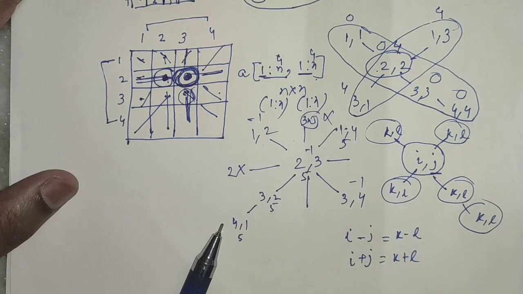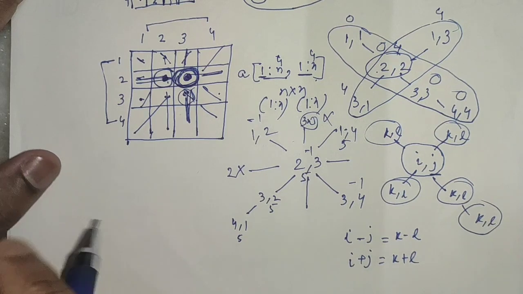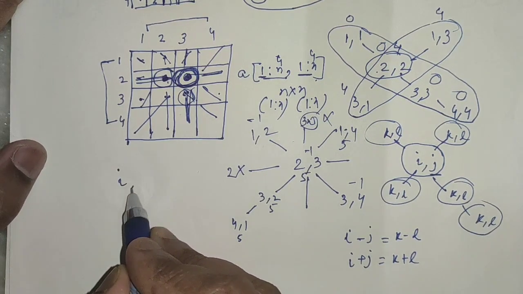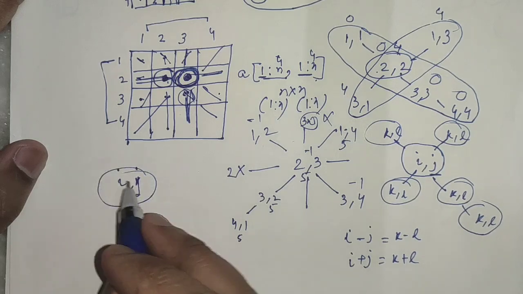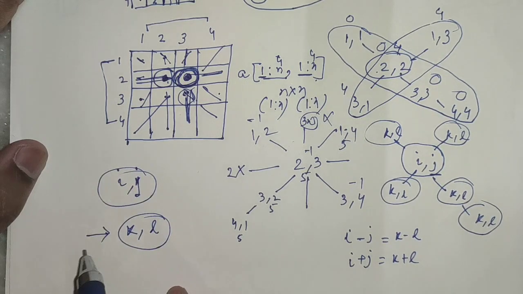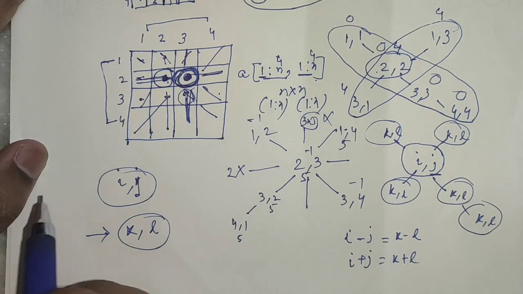Again I am telling, I am considering two queens. One queen is placed at ith row jth column, another queen we want to place at kth row lth column. This one is already placed. This one we want to place in the chessboard. I have to judge whether they have a row conflict, column conflict, or even a diagonal conflict.